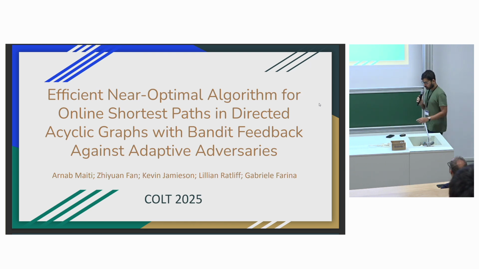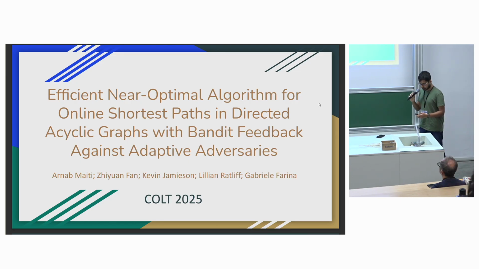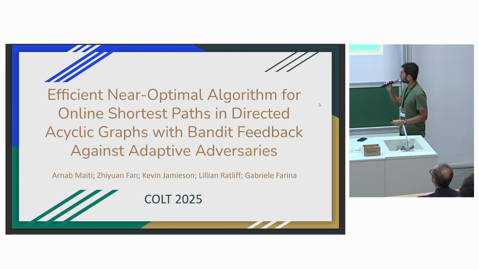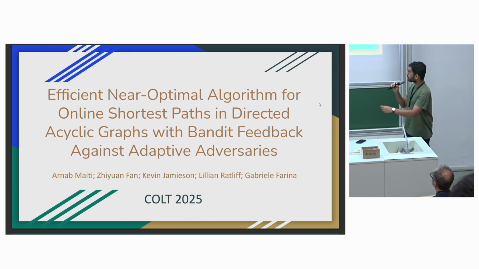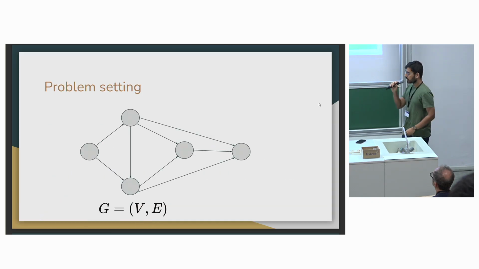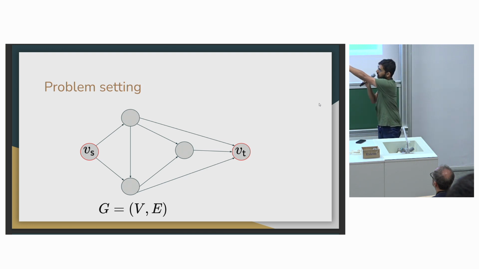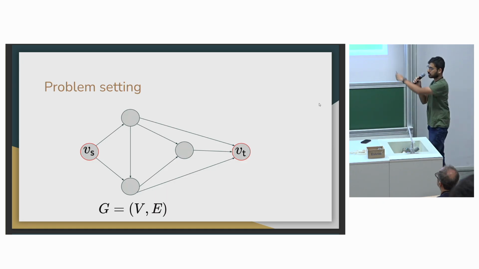Hello. Welcome to this talk on online shortest path in directed acyclic graphs. This is joint work with my collaborators at MIT and Washington. I'm considering a very classic bandit learning problem where you are given an input graph, which is a directed acyclic graph. It has two nodes of importance to us: one is the source node and one is the sink node.